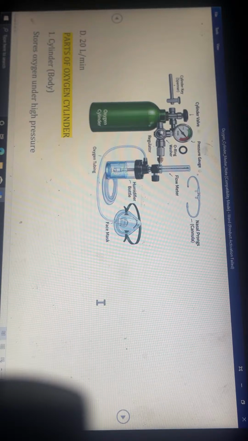flow adjuster, we have the nasal prongs, we have the O-ring washer, we have the pressure gauge, we have the cylinder valve, we have the cylinder key, we have the oxygen cylinder as a whole, we have the humidifying cup or humidifying bottle, we have the regulator. So you should at least identify these before going into your OSCE.